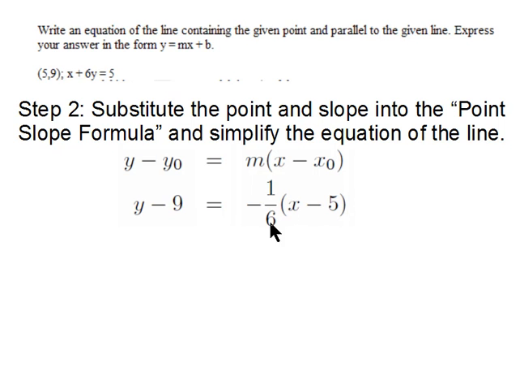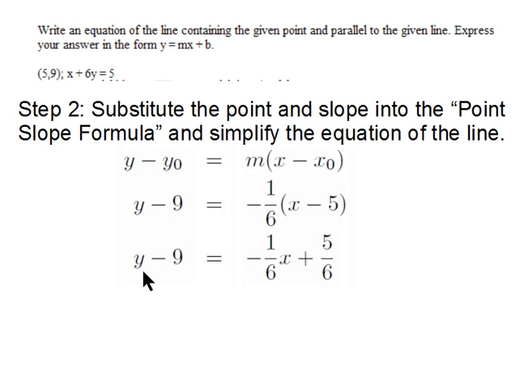Now, next step, I would like to have this right side simplified before I add 9 to both sides. So I distribute the negative 1/6. Negative 1/6 times x is just negative 1/6 x, but I also have to do negative 1/6 times negative 5, so that turns into a positive 5/6. Negative times negative is always positive. So here's my new equation.